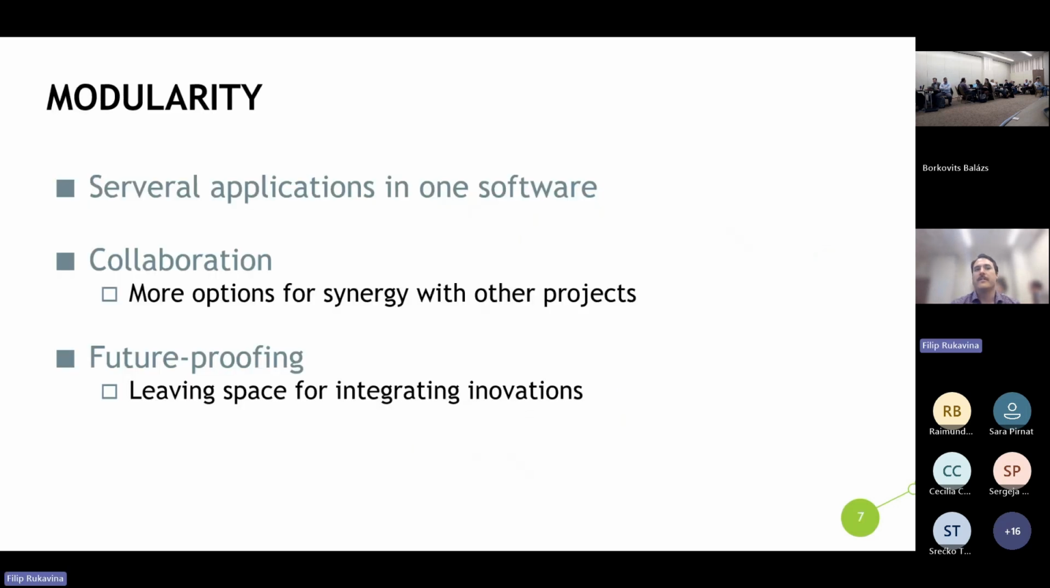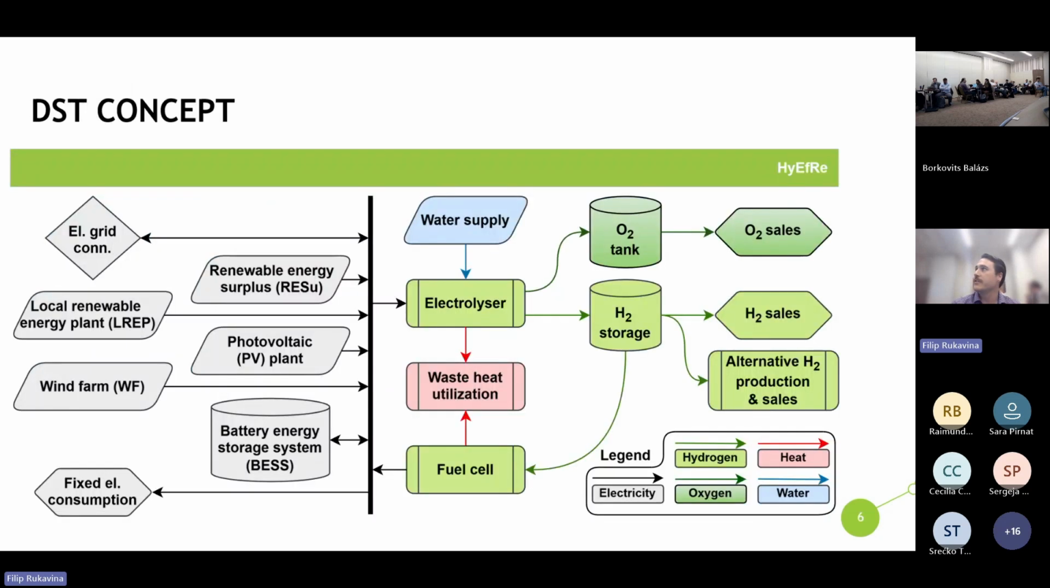So the key here is modularity, because eventually you get several applications in just one application, because you can use maybe only electricity. Maybe you want to size a PV plant and battery for your house. You can use it just for that, or any other combination that is physically possible. You cannot just have waste heat if you don't have electrolyzers, for example.